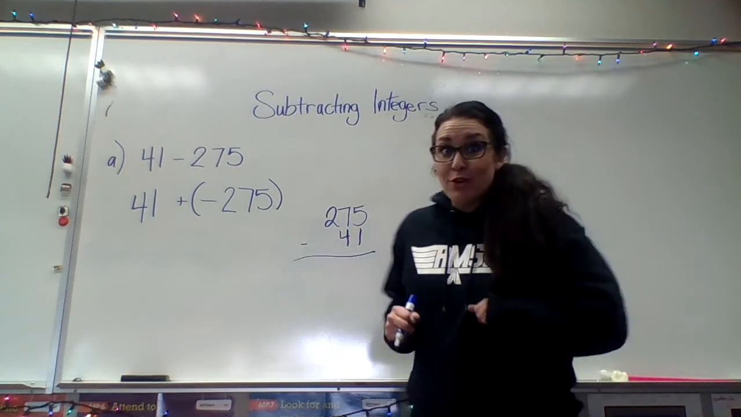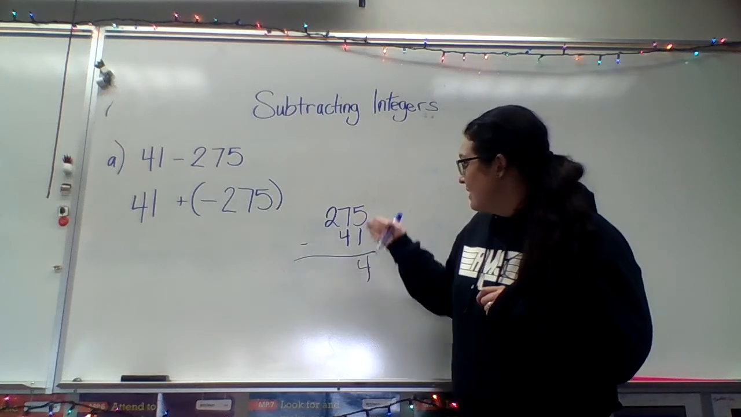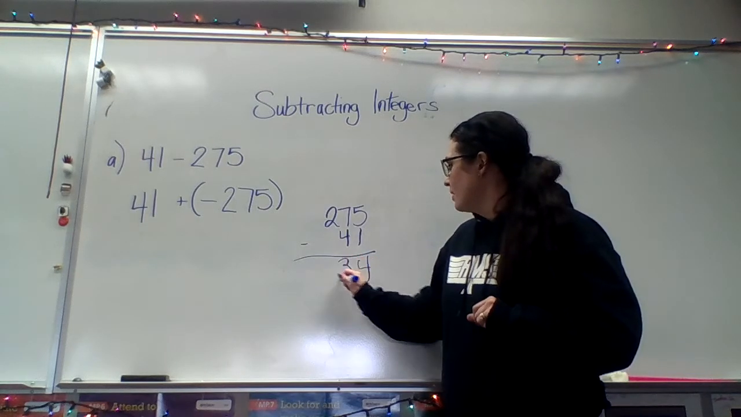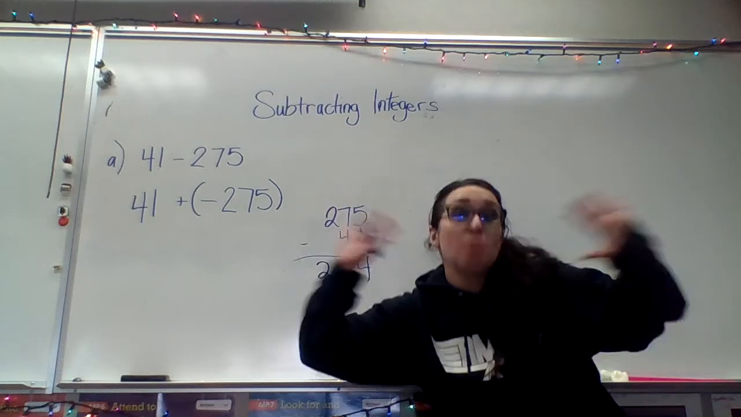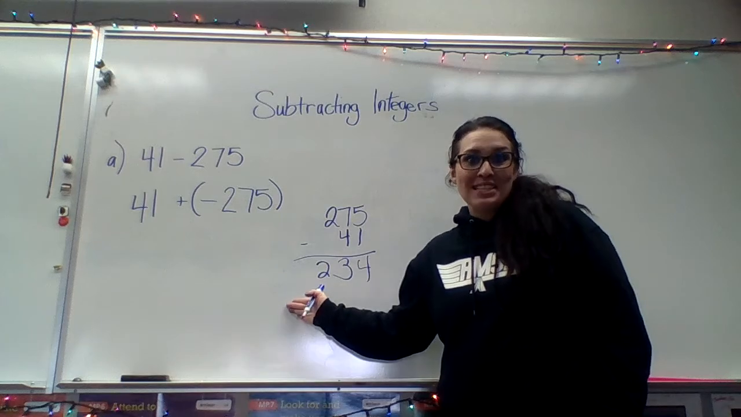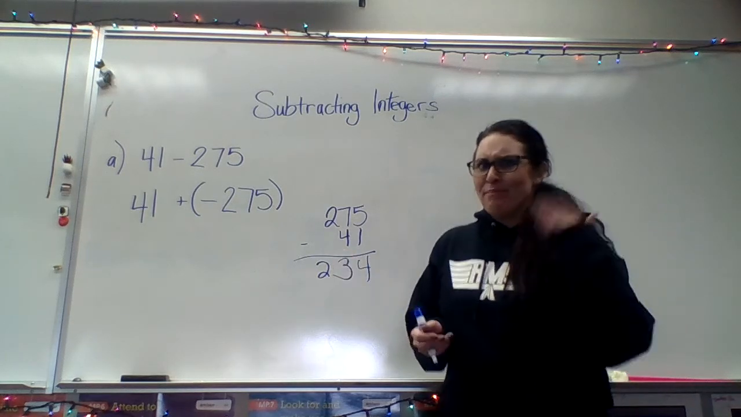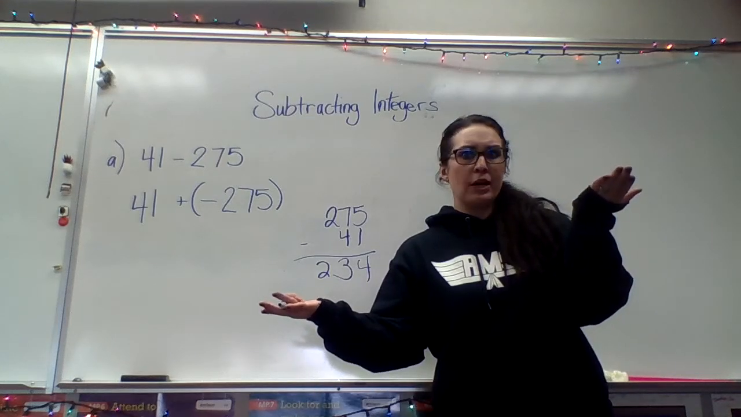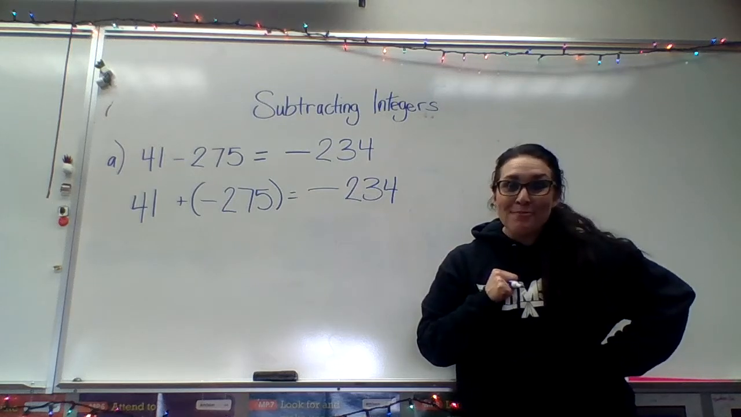And now it's just basic subtraction. 5 minus 1, we all know is 4. 7 minus 4, we all know is 3. And then 2 minus nothing, we know is 2. But wait, there's more! What sign does this number have? I know that my digits are going to be 2, 3, 4, 234, but is that going to be a positive 234 or a negative 234? Did you say negative? You're right, it is going to be a negative number.